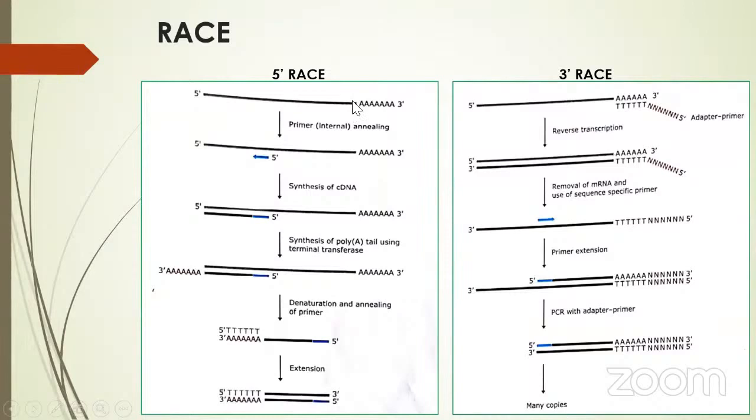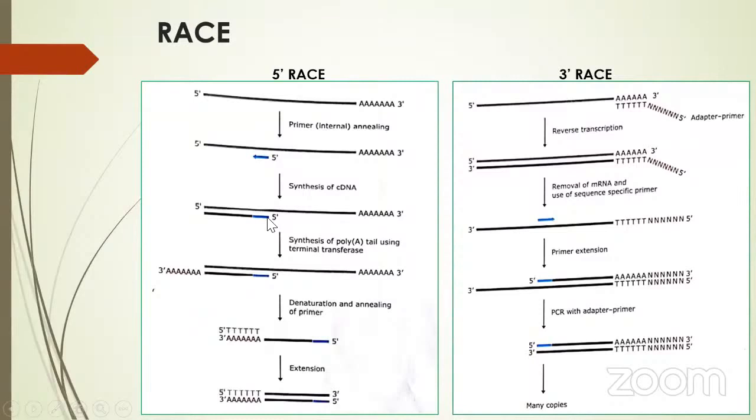Nothing, this is very simple. The first step in case of 5' RACE means you want to identify the 5' region of the mRNA. For that, the mRNA is converted to cDNA using a primer that is already known, which is specific to the internal region. We can design a primer, and this is the internal region in blue color. Then we can synthesize the cDNA.